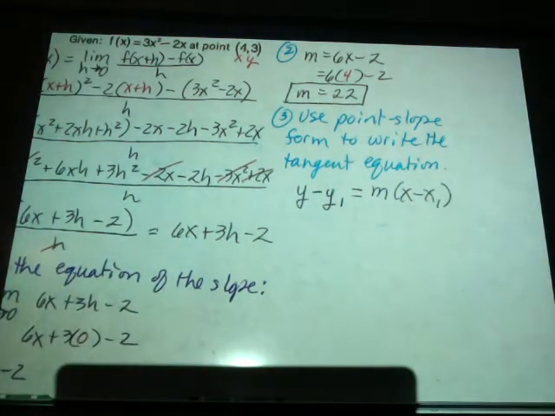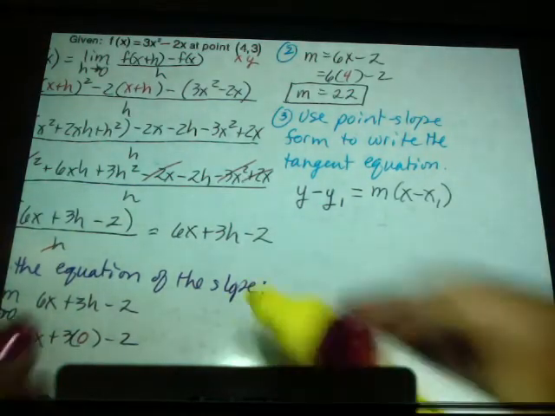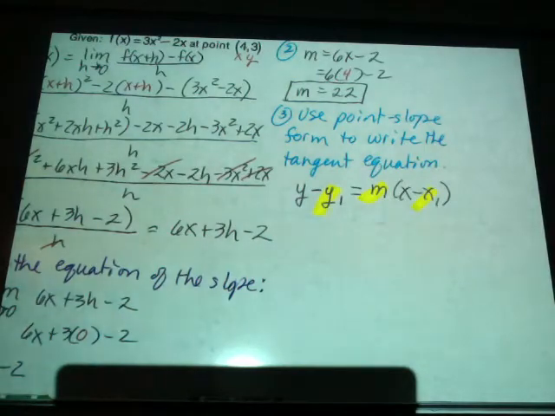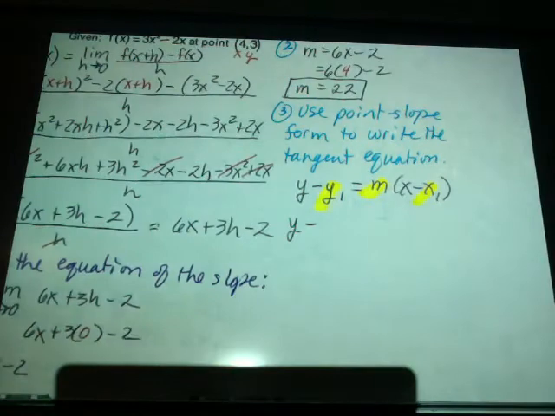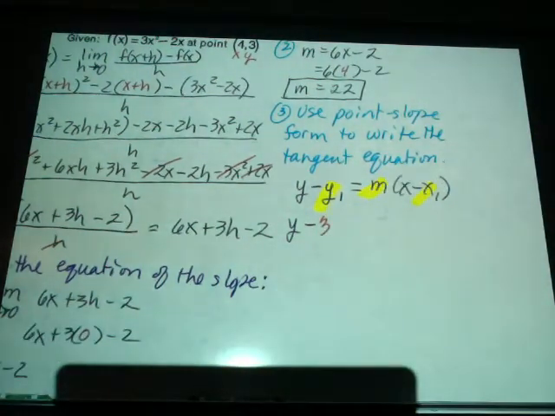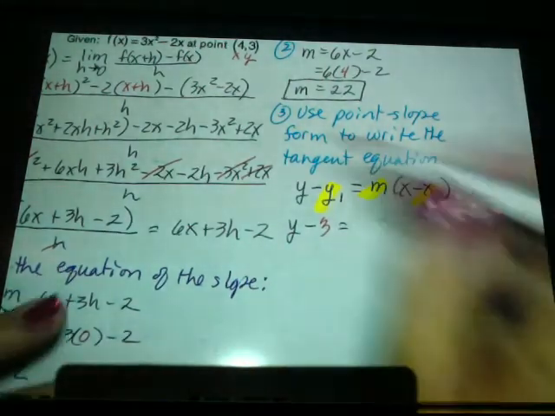Some of your algebra teachers rarely use this, unless you're given a point and a slope. I use it all the time. So you're going to substitute only in for x sub 1 and y sub 1 and for slope. The plain x and plain y stay alone. So I've got y minus, and then my y sub 1 is 3. If it were a negative, it changes that minus to a plus, right? Equals, my slope we just determined was 22.